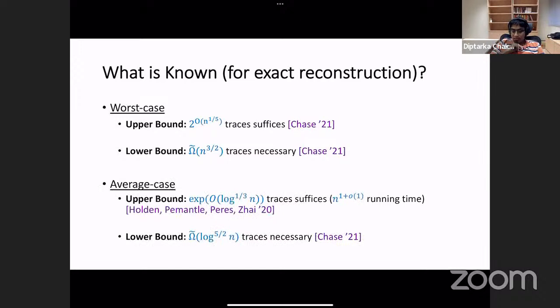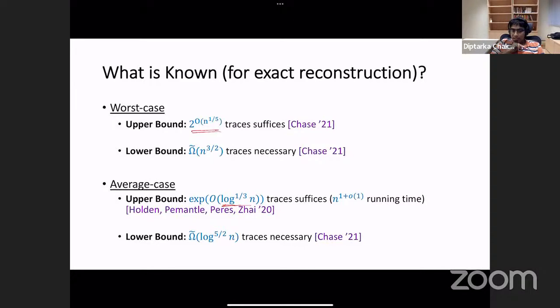Even the similar thing is true for the average case; this exponential gap is still there. In the average case, the upper bound is much better than the exponential one. It is still exponential, but not in n, but rather in log n: e to the log n to the 1/3. So this is sub-polynomial traces, and the running time is also almost linear.